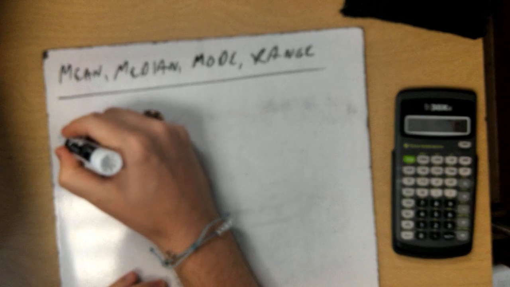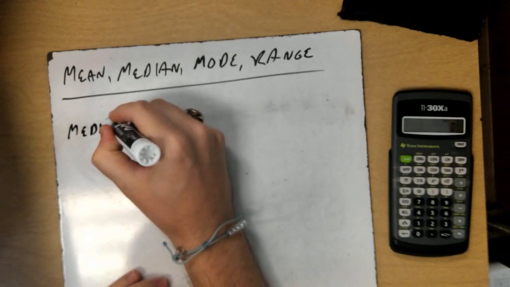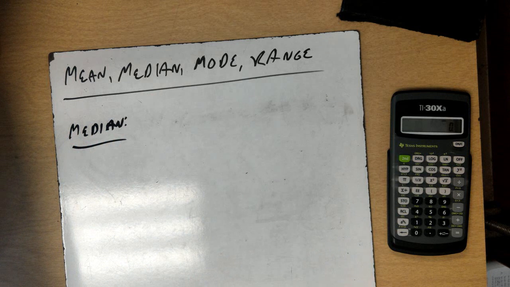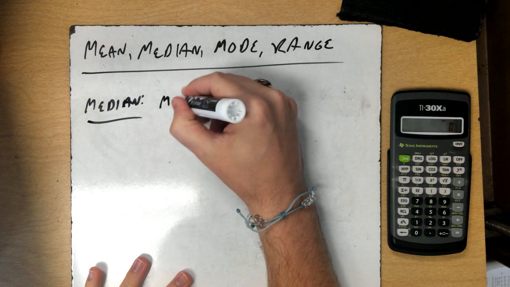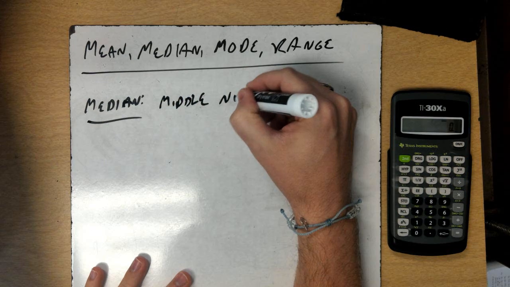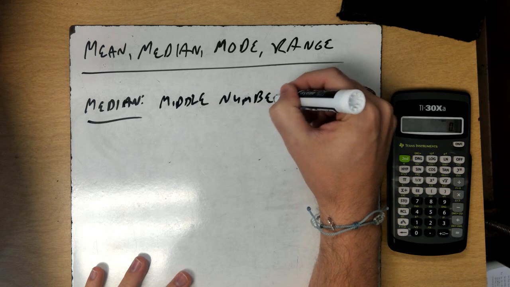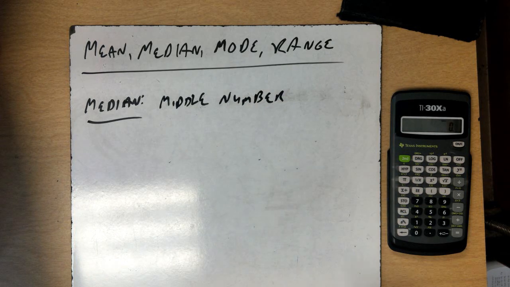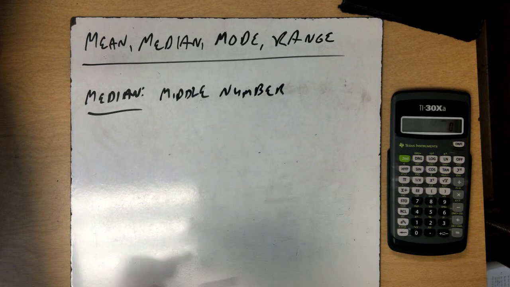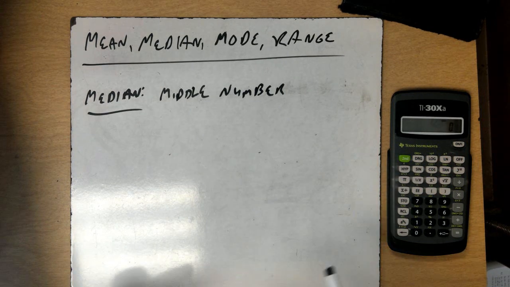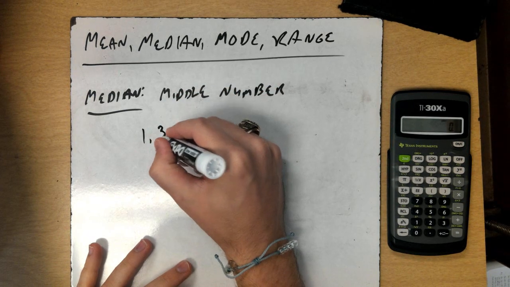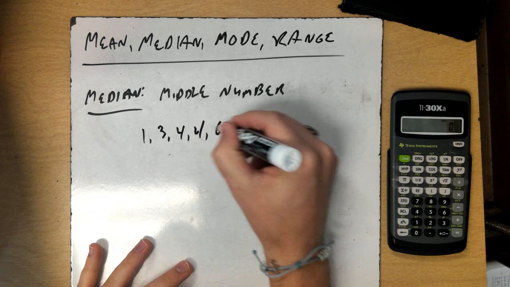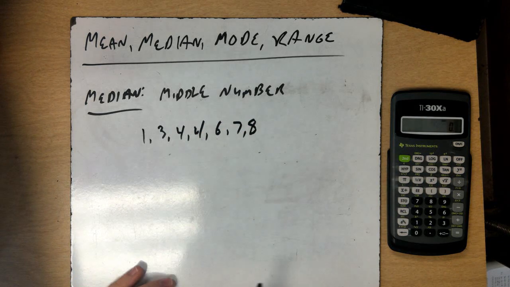So the median is the middle, okay? It's the middle number of a set of data. And how I remember this, and I don't know if anyone else will, is when you're driving on the road and you have the median right in the middle of the road, that barrier in the middle, the grassy area, it's a median, all right? It's the middle. Anyway, so let's say we have a set of data. Let's do 1, 3, 4, 6, 7, and 8, okay?